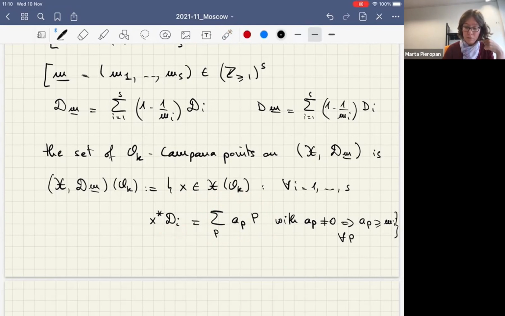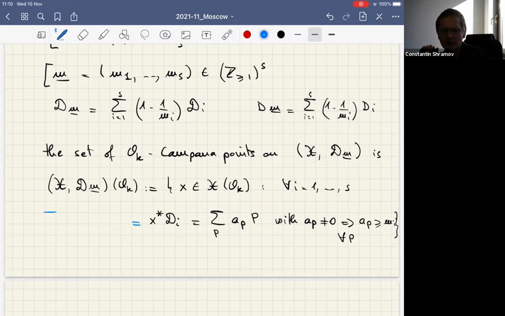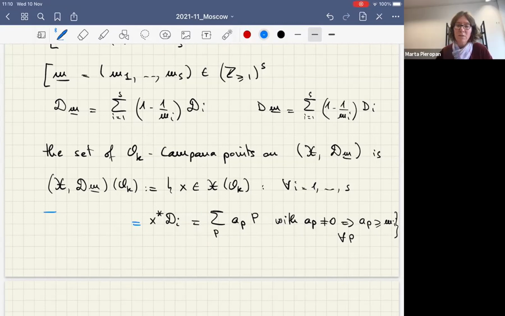Another way to consider this is to look at... Marta, and can I ask, sorry, is it really important that we are considering all our varieties over some ring? Well, this condition doesn't make sense if you work over a field.